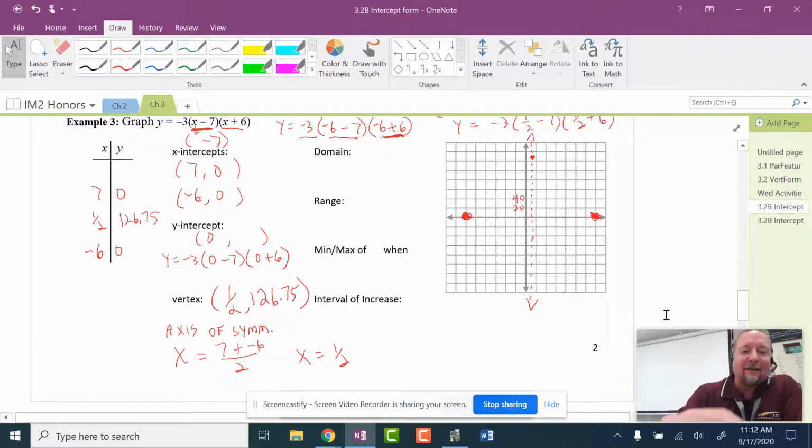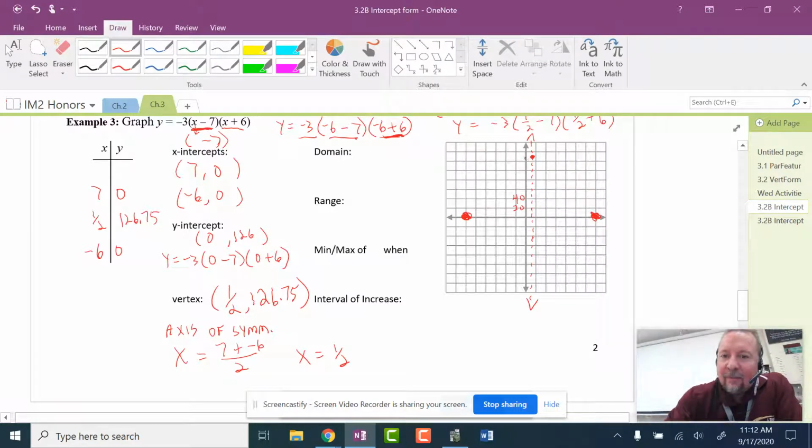Hey, Patrick, you got that y coordinate? No, you do. It's -3 times -7 times 6. So you just keep that and then multiply by 6. You should get 126, right?